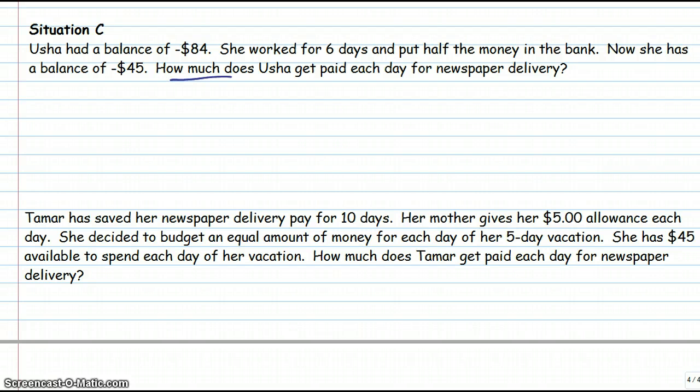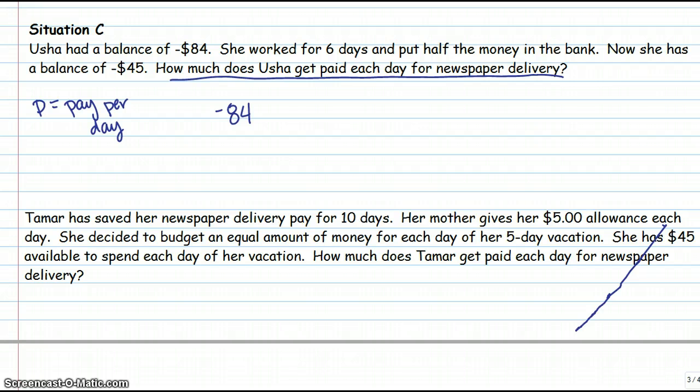Alright, the question is, how much does she get paid each day? So let's let P equal her pay per day. Alright, we start with a balance of negative $84. She gets paid P dollars each day. So she works for 6 days. That means she so far gets paid 6p. That's how much money she has.